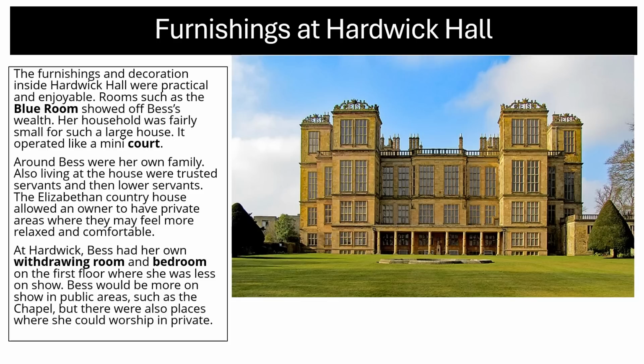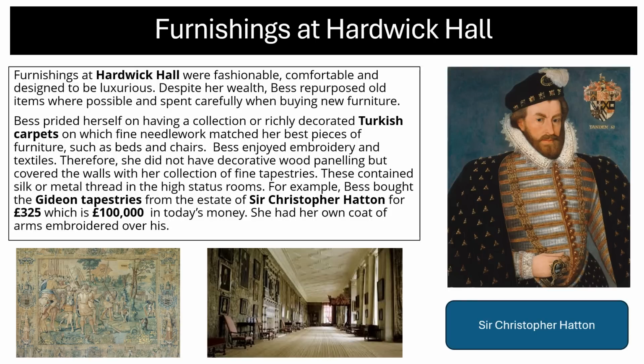The Elizabethan country house allowed an owner to have private areas where they may feel more relaxed and comfortable. At Hardwick, Bess had her own withdrawing room and bedroom on the first floor, where she was less on show. She would be more on show in public areas like the chapel, but there were also places where she could worship in private.